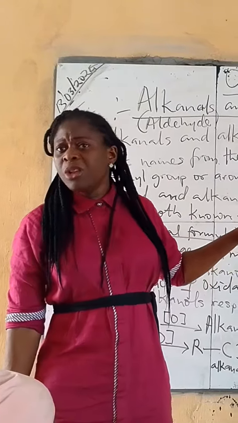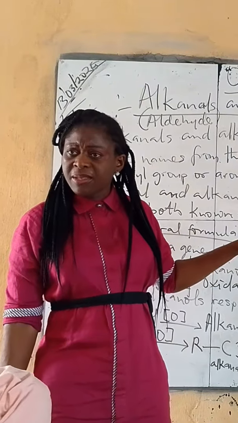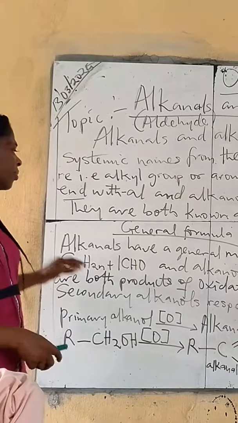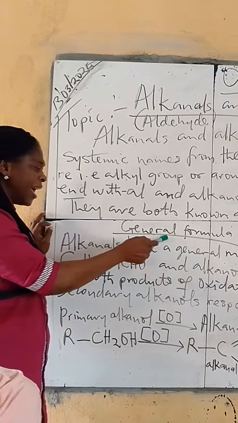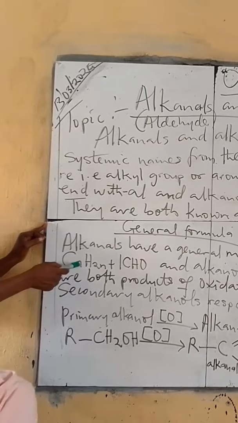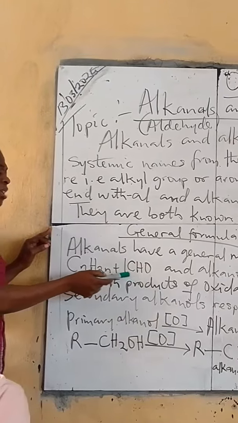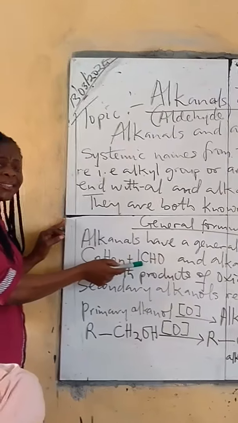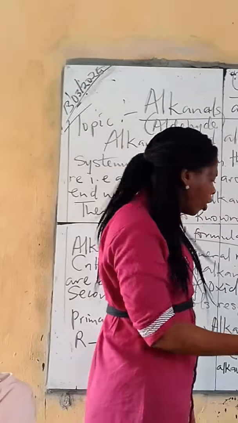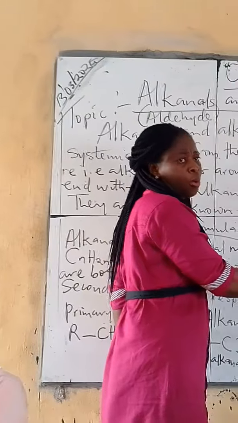Are you hearing me? So go and master your first 10 alkane homologous series. Pentane becomes pentanol. Then let's look at their general formula. The general formula for the aldehyde is CnH2n+1CHO. This is the functional group for the aldehyde. Then the general formula for the alkanones or ketones is CnH2n+1CO.